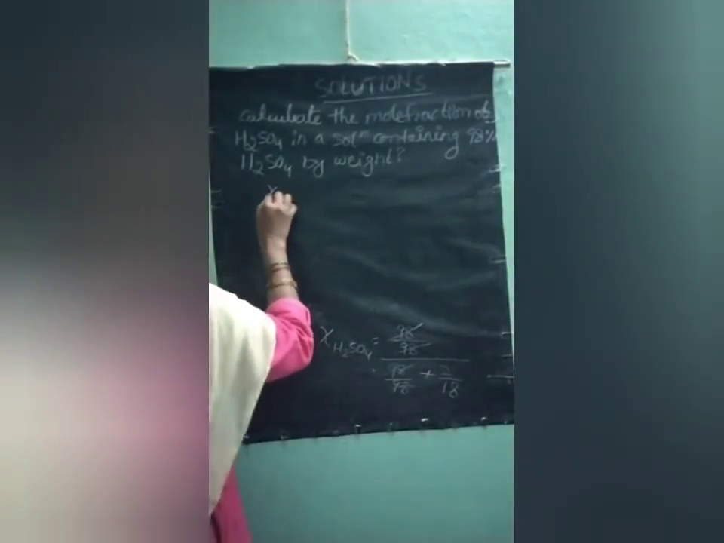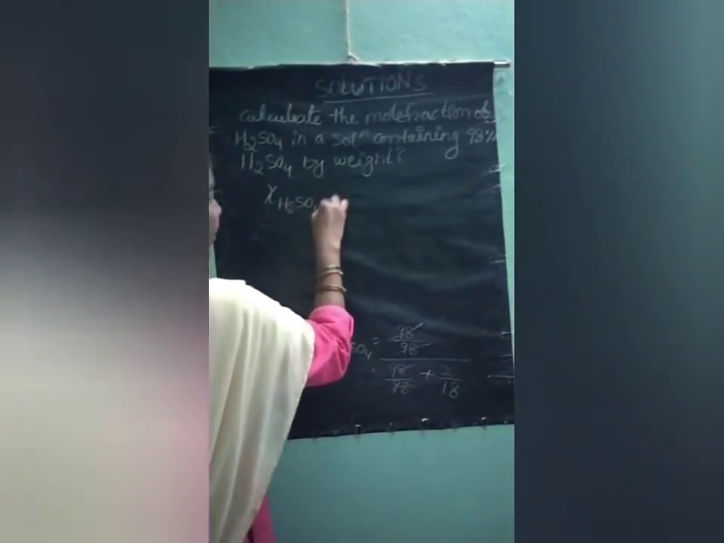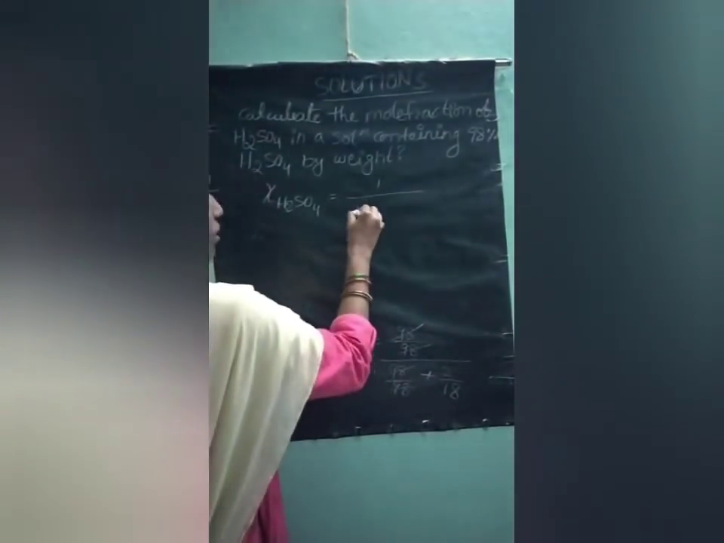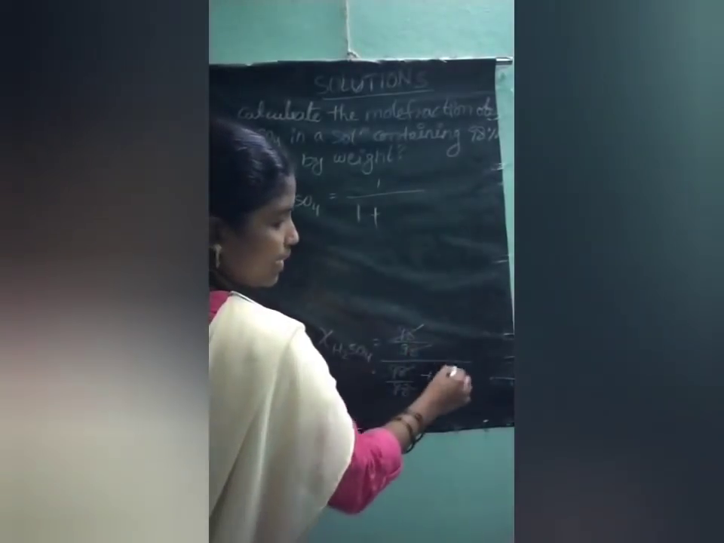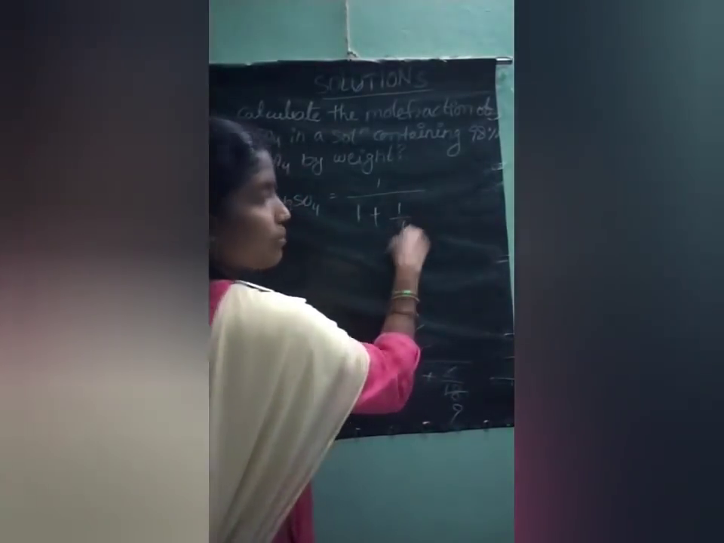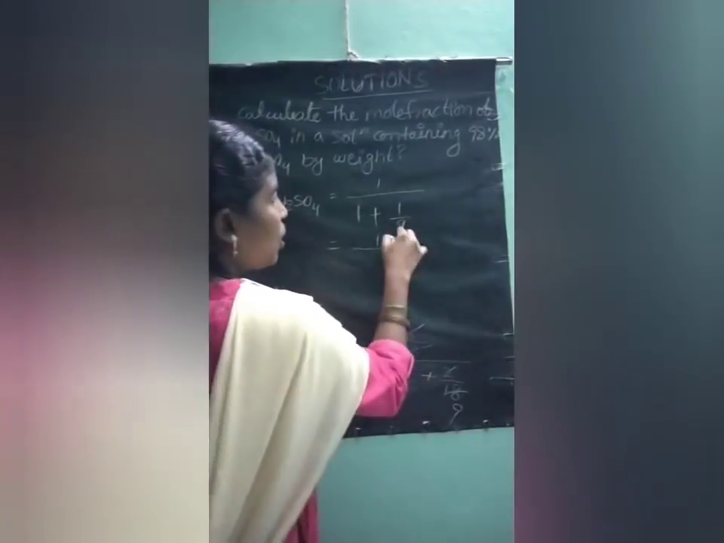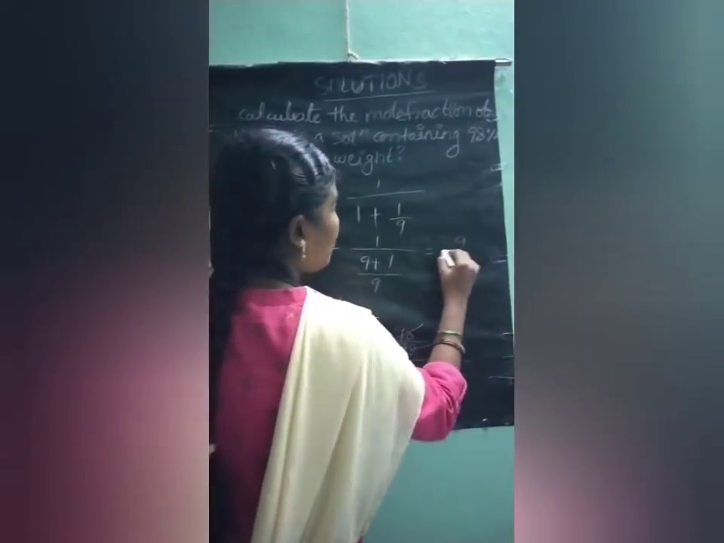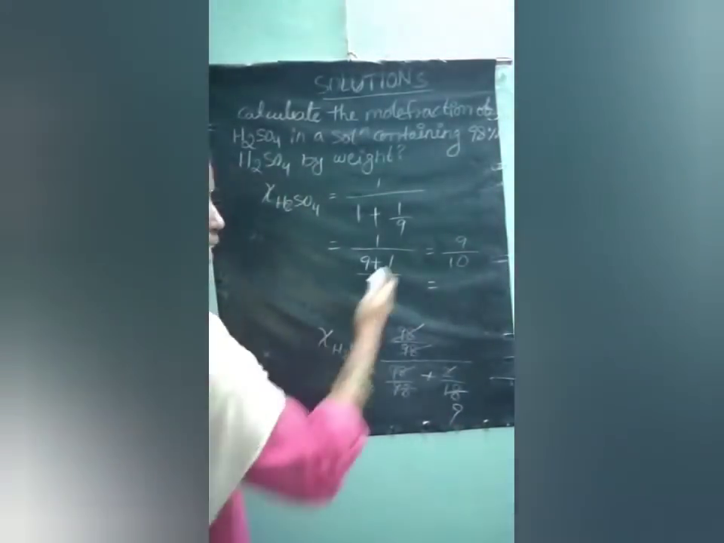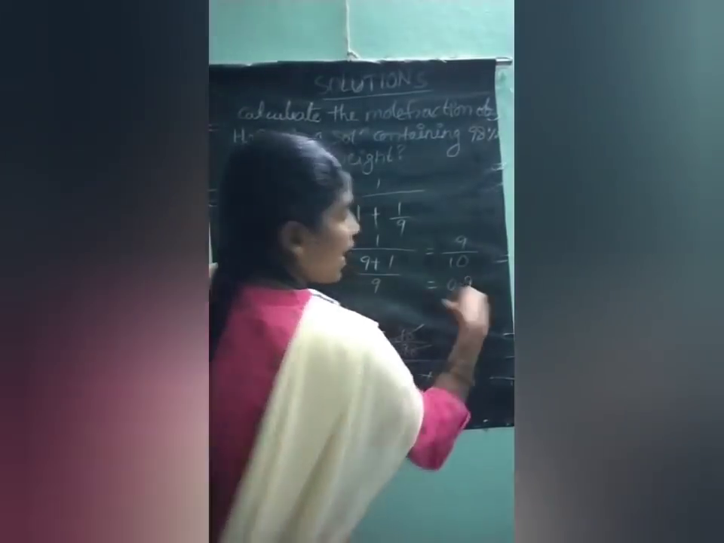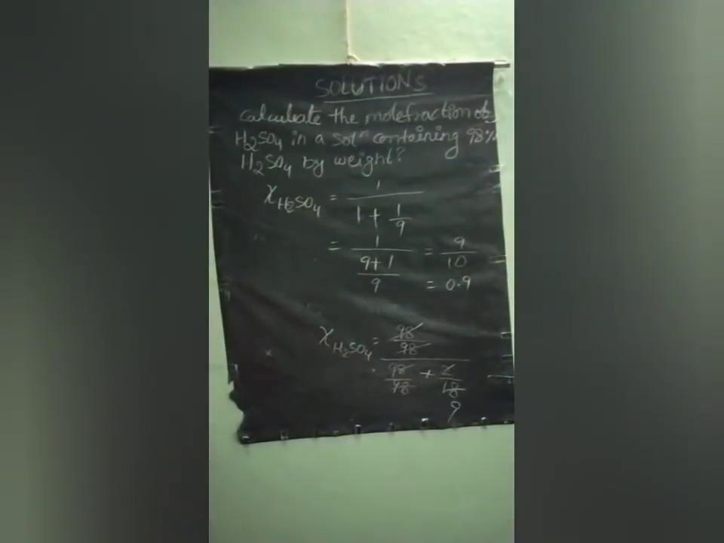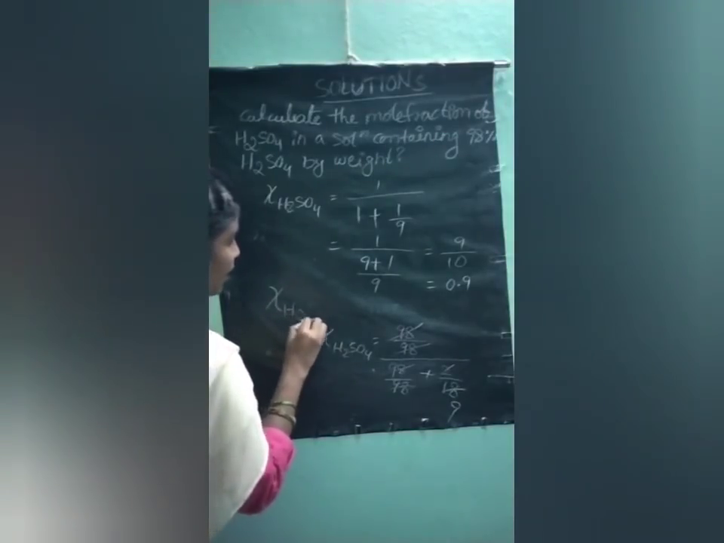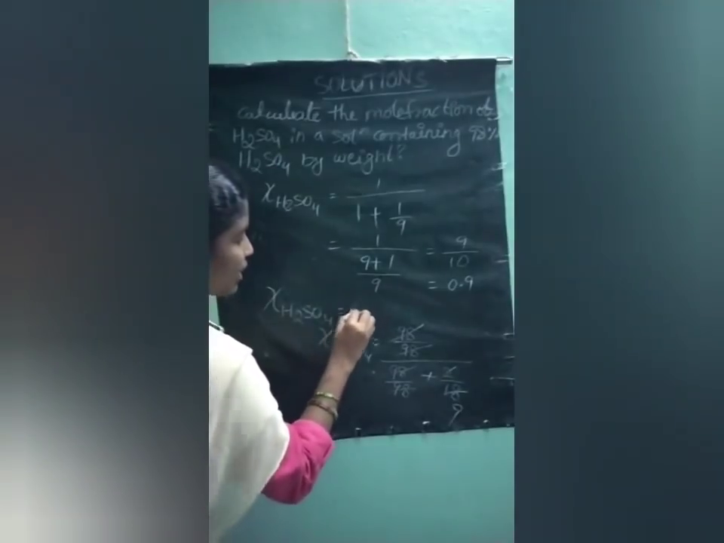Okay. Mole fraction of sulfuric acid is equal to 1 by 1 plus 2 by 18. 1 plus 2 ones are 2, 2 nines are 18, that means 1 by 9. Take the LCM: 9 plus 1 by 9. This 9 goes to the upper side, so 9 by 10, which means 0.9. So the final mole fraction of sulfuric acid is 0.9.